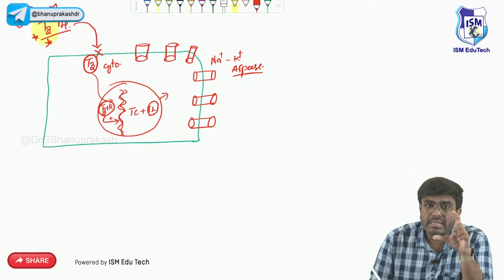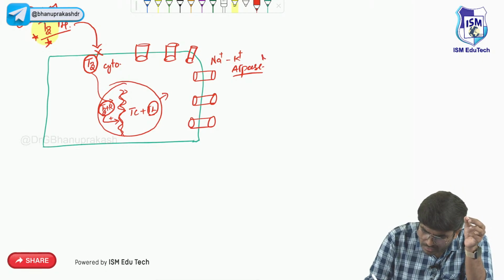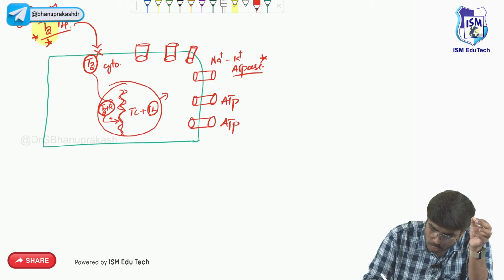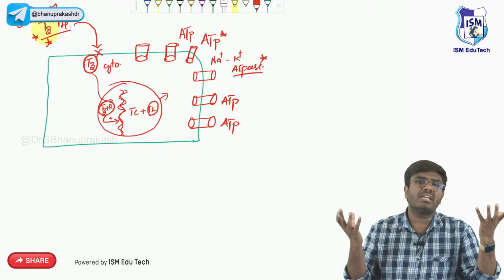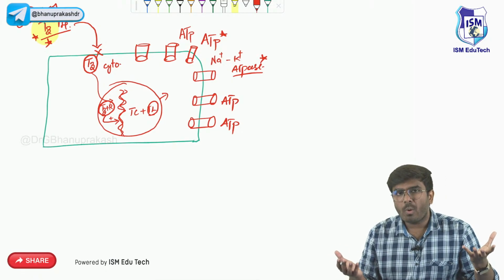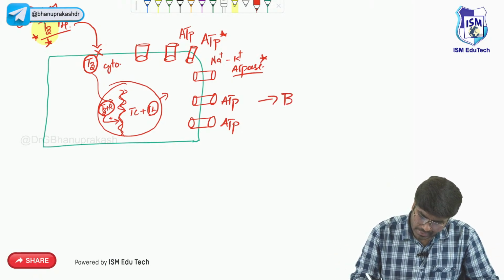Just tell me, sir, each and every sodium potassium ATPase, what will it use? It will use ATP, sir. So more ATP is being utilized, more ATP is being broken down. When more ATP is being broken down, more calories are being broken down. What happened to your basal metabolic rate? Sir, basal metabolic rate increases.